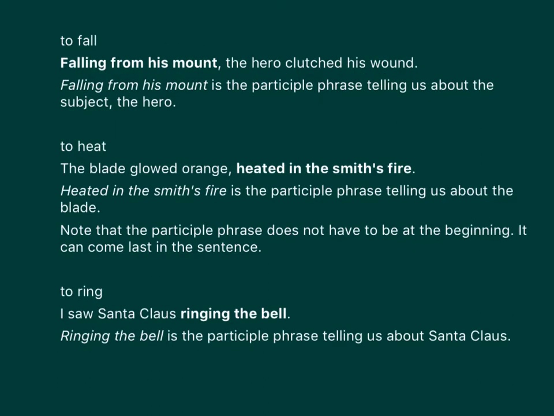Here are some more examples. The verb to fall. Falling from his mount, the hero clutched his wound. Falling from his mount is the participle phrase telling us about the subject, the hero. The verb to heat. The blade glowed orange, heated in a smith's fire. Heated in a smith's fire is the participle phrase telling us about the blade.